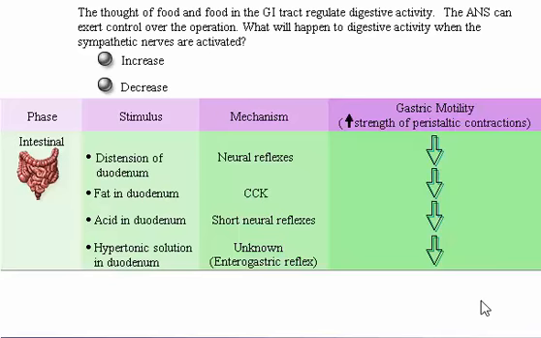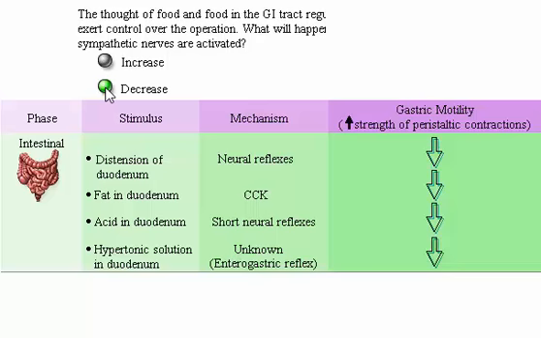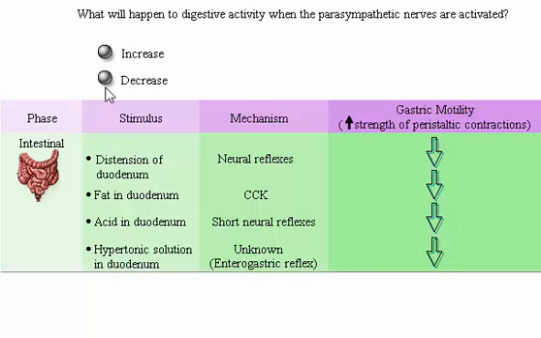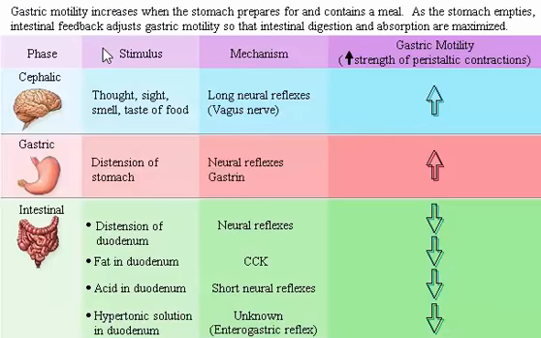The thought of food and presence of food in the GI tract regulate digestive activity. The autonomic nervous system can exert control over the operation. What will happen to digestive activity when the sympathetic nerves are activated? What will happen to digestive activity when the parasympathetic nerves are activated? Gastric motility increases when the stomach prepares for and contains a meal. As the stomach empties, intestinal feedback adjusts gastric motility so that intestinal digestion and absorption are maximized.